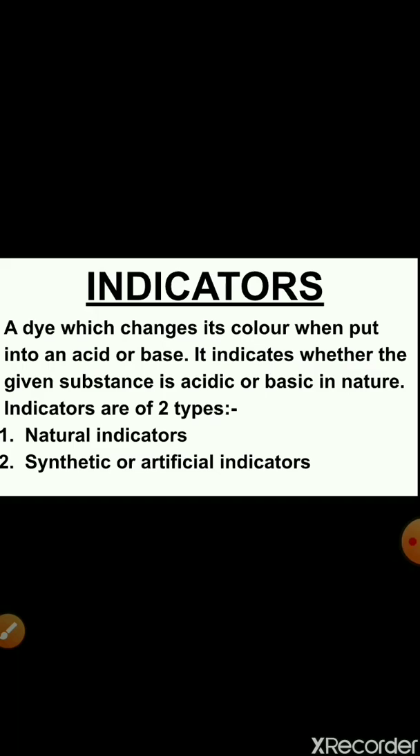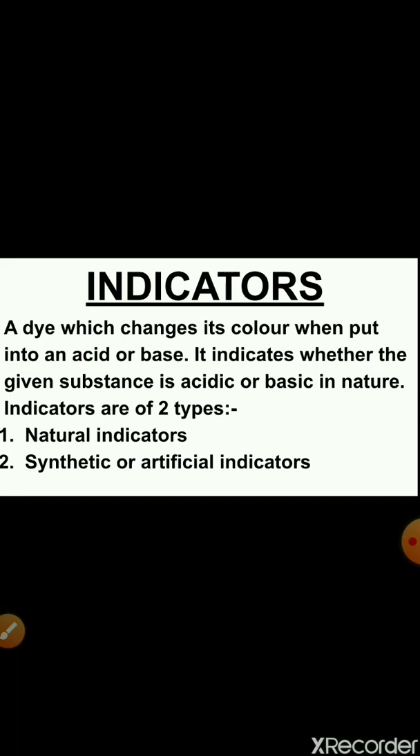Before telling about acids, bases and salts, I want to tell you about indicators. What are indicators? An indicator is a kind of dye which changes its color when put into an acid or base. With the help of indicators, we can find out whether a given substance is acidic or basic in nature.